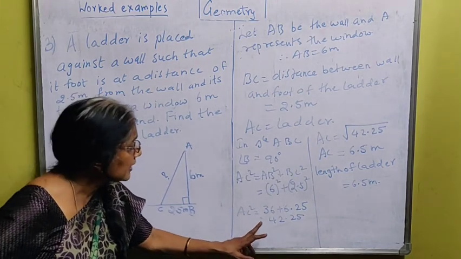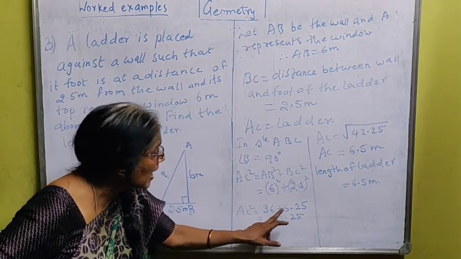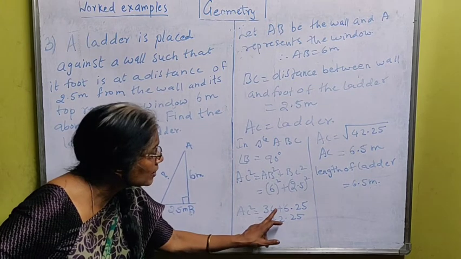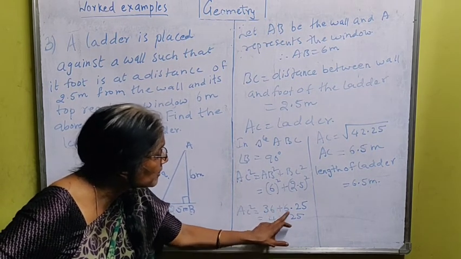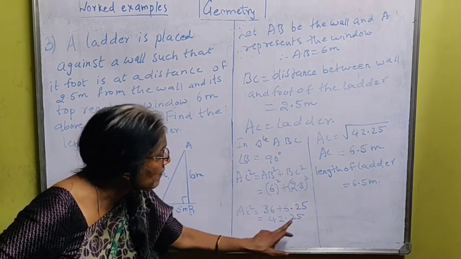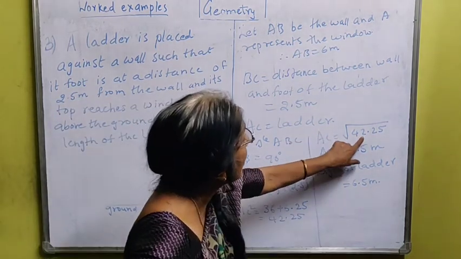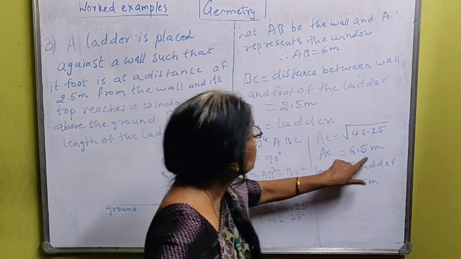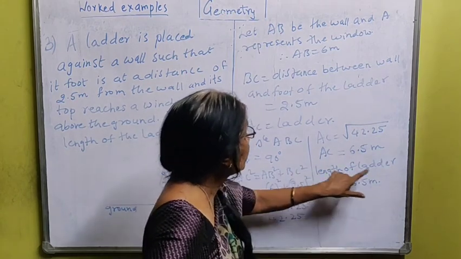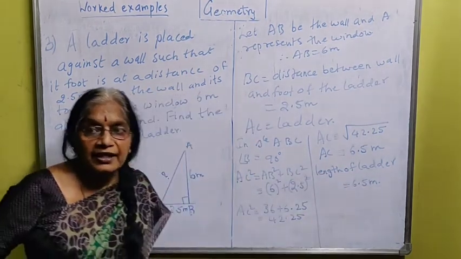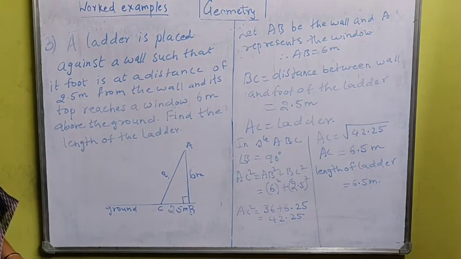So AC square is equal to, 6 is a whole number, add whole number and whole number because there is no decimal over here. 36 plus 6 is 42. 0.25 will remain as it is. 42.25. AC is equal to the square root of 42.25. 6.5 is the square root. So the length of the ladder is 6.5 meter. That is how you have to solve this sum whenever such a sum is given.